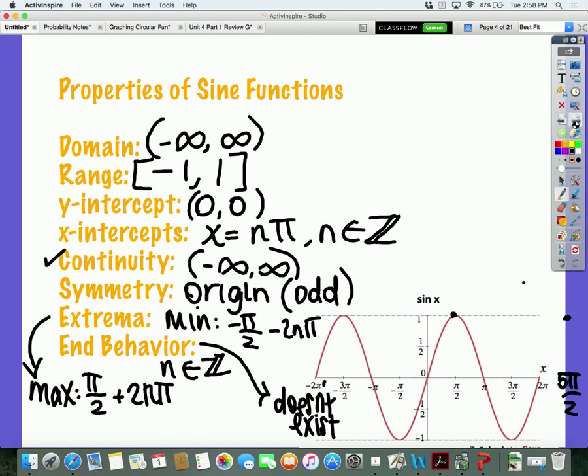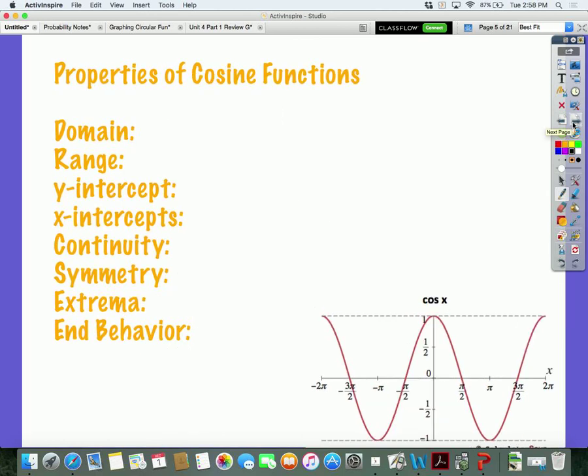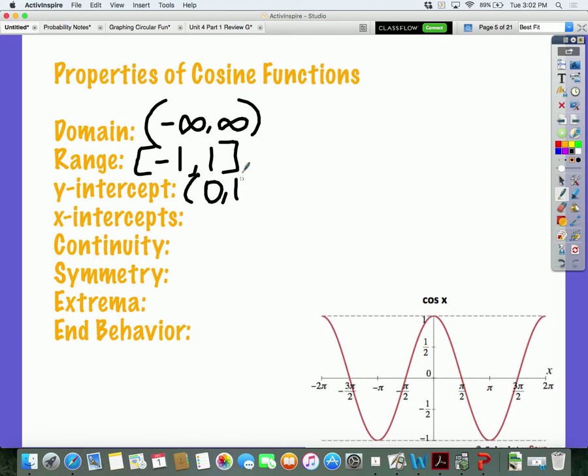All right. Cosine. Go ahead, fill in as much as you can for your domain, your range, y-intercept, so on and so forth. Give you about a minute. Domain, it's kind of what you get. Awesome. Range, Christian. Good stuff. Y-intercept, Seth. 0, 1. I'll take a volunteer on this one.